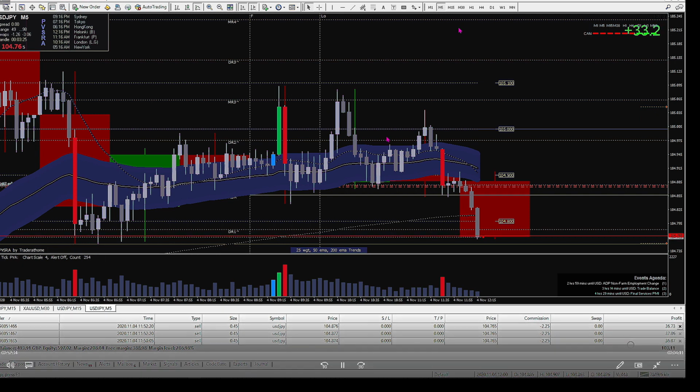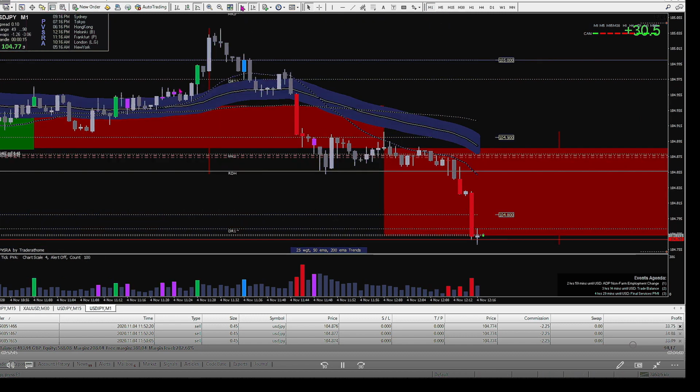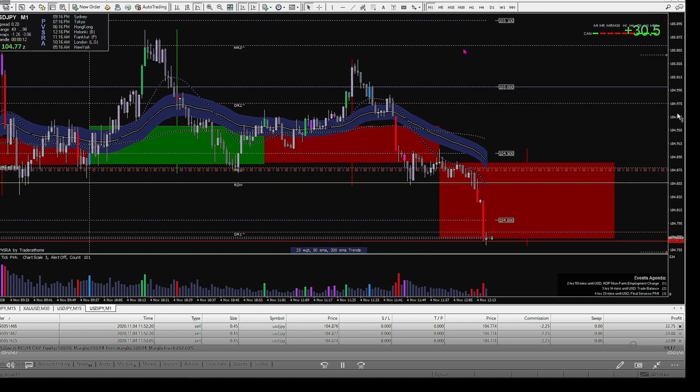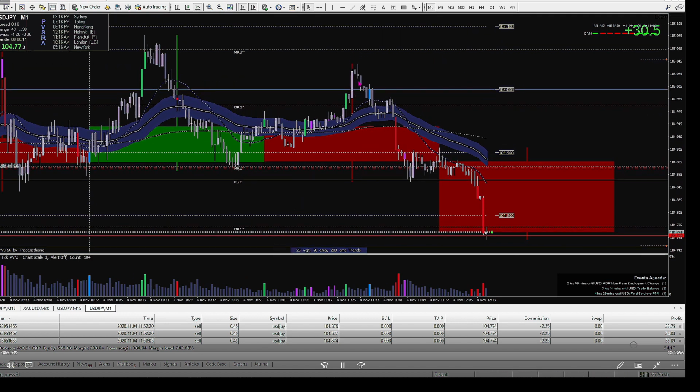So my bias in the first instance was correct. All I needed to do was make sure that I placed my entry at the 104,900 rather than trying to do a hero trade and take out the 105 earlier on, where I said to you I lost up here.